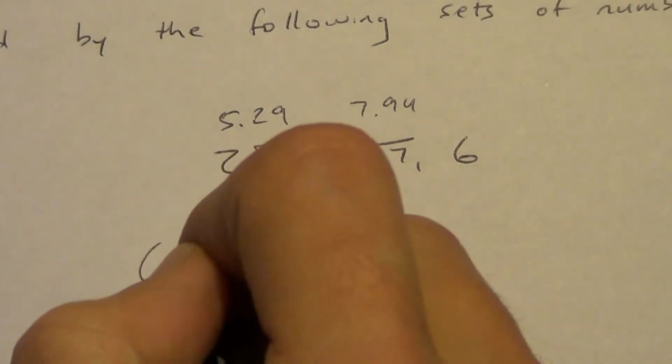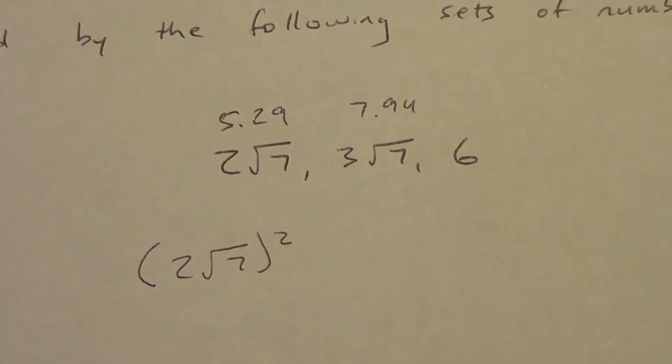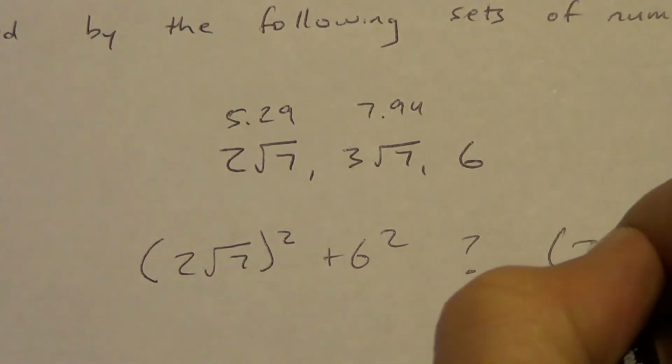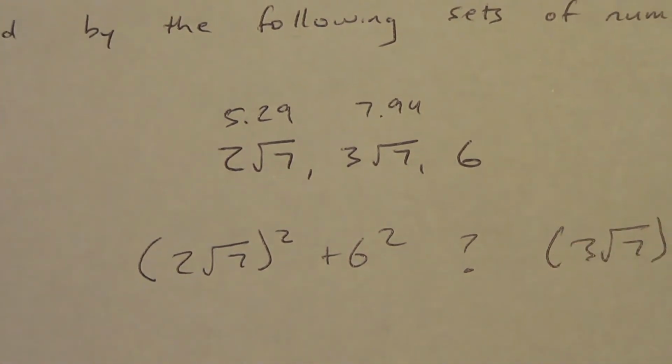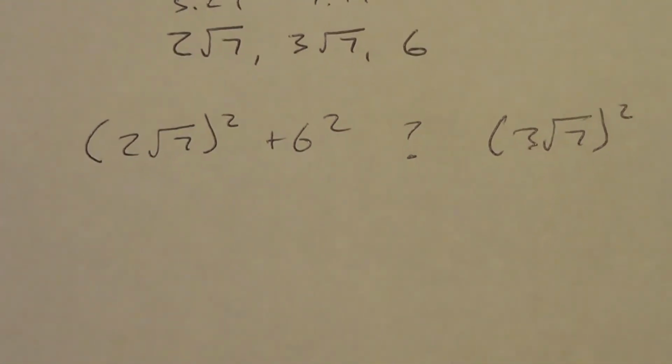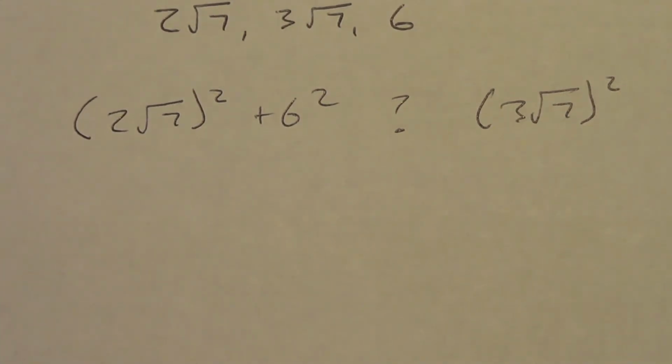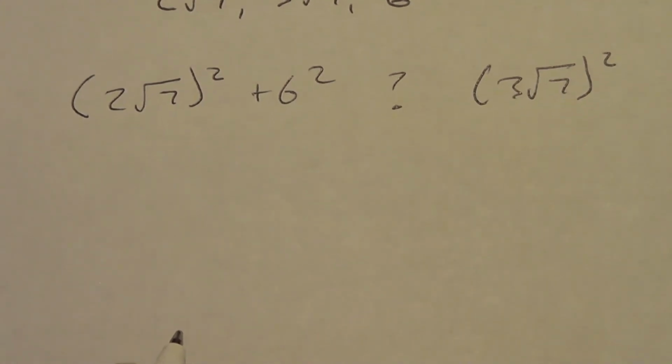So A squared, we put that in parentheses, plus B squared, big old question mark, and 3 root 7 in parentheses squared. Okay, remember how we do these things with the 4 steps? So we're going to keep doing that. Yes, I'm going to make you keep doing it for this lesson as well. And if you don't do it and you don't show your work, you're not going to get credit for it. So keep showing your work.